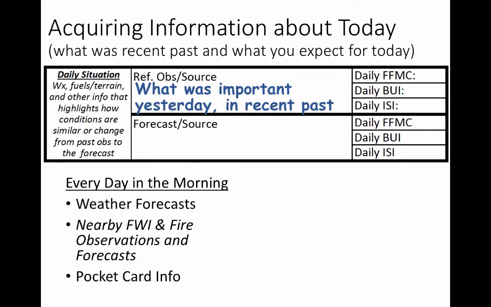In the reference observation section, note yesterday's significant weather and fire observations. You might even consider a day from earlier in the week that you think might be similar to what is forecasted. Include the daily FFMC, BUI, and ISI from that day as a reference to compare your forecast with.